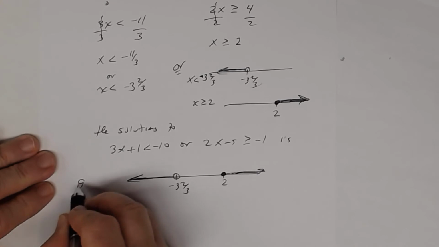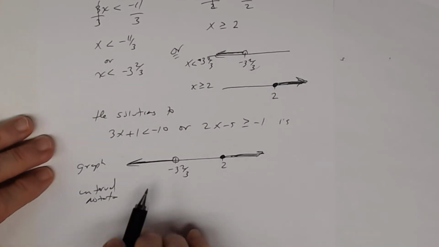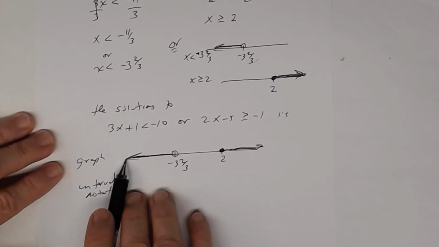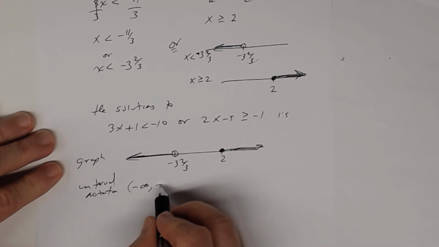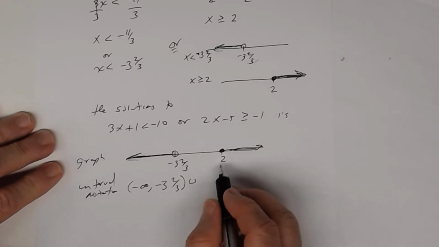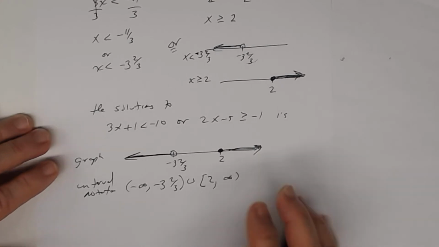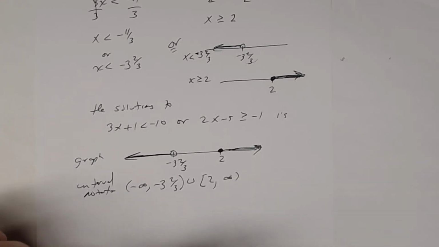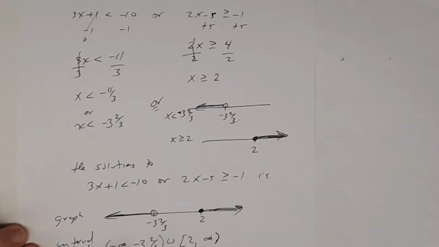Now here's the graph. If you are asked to write this in interval notation, remember what to do. You're going to go from left to right. So this is -infinity. It's pointing towards -infinity. So -infinity to -3 and 2/3 with parentheses because of the open circle. Union, and that's closed, will be bracket 2 to infinity. Now remember, infinity and -infinity always use parentheses. So make sure you use parentheses here. All right. So that was number 5.